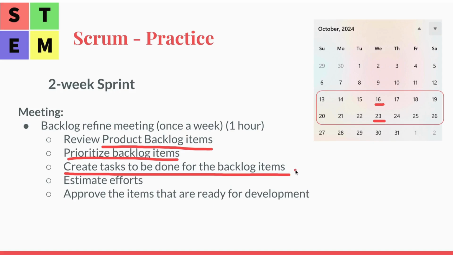So if the tasks could be created, that means the PBI, the product backlog item, is clear from requirement perspective and clear from the implementation perspective. That means the PBI is ready for development.